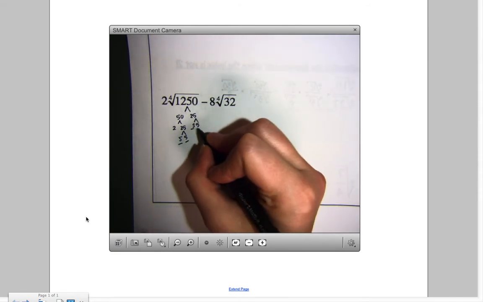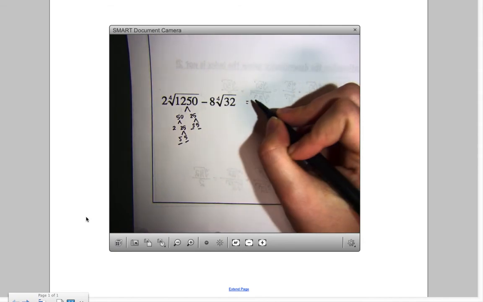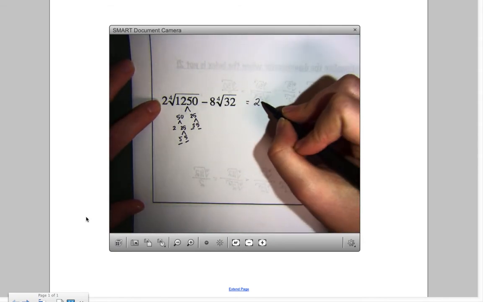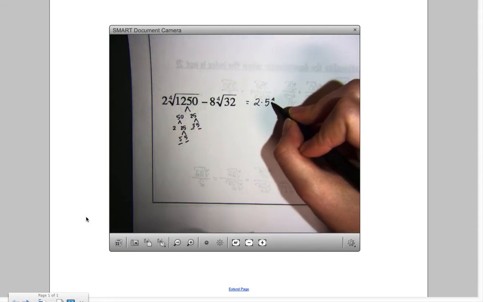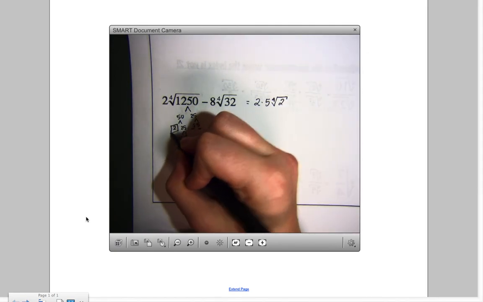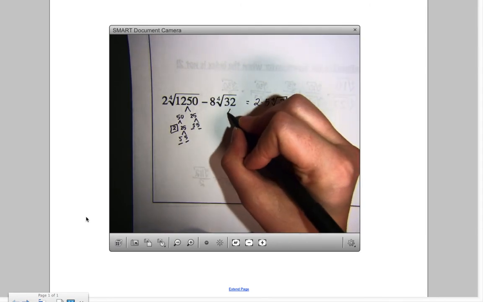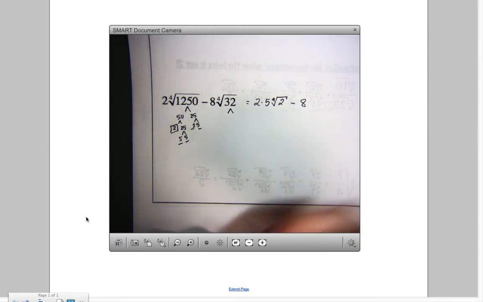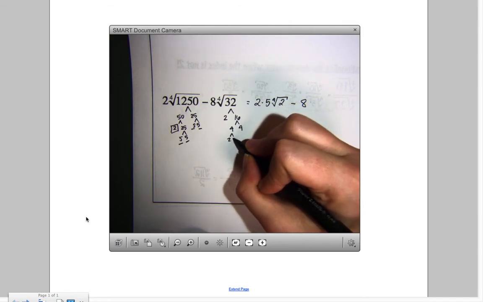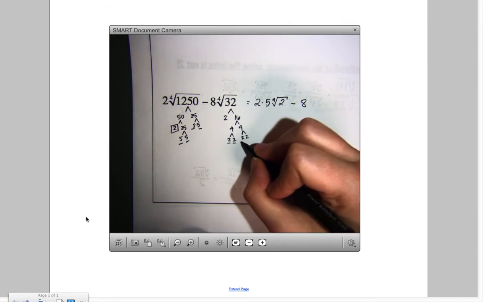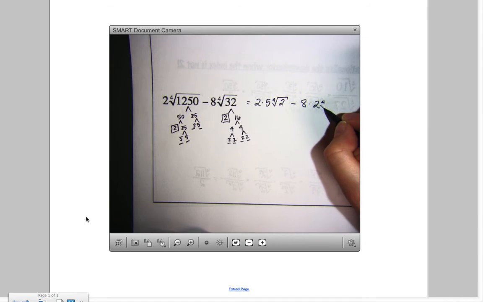Notice I have 4 5s, and I'm looking for groups of 4 because that's the index. So I'm going to leave the 2 there that was there. Simplifying the fourth root of 1250 gives 5 fourth roots of 2, because 2 is what's left. Minus 8, that's the 8 to begin with, and now I need to simplify this. 32 can be split into 2 and 16, 4 and 4, 2 and 2, and 2 and 2. 4 2s, so a 2 comes out, and I've got a 2 left over, fourth root of 2.